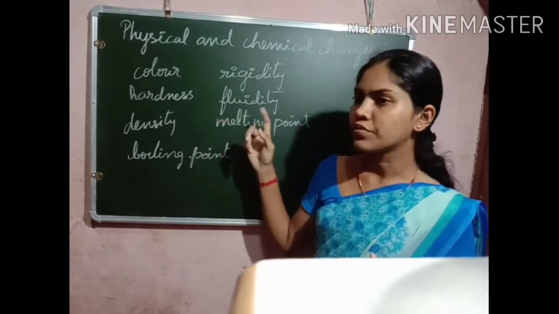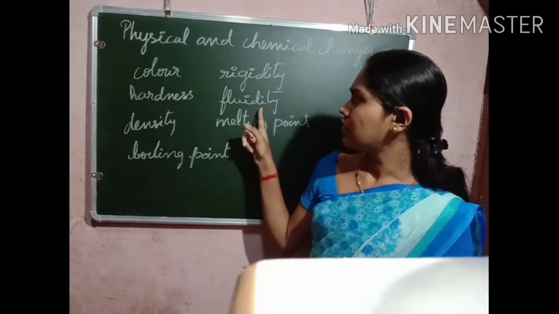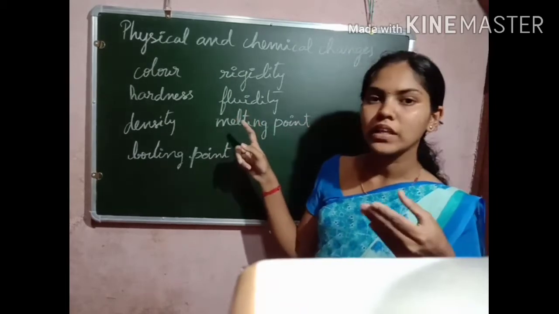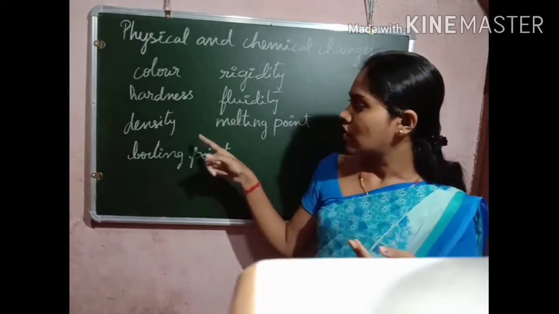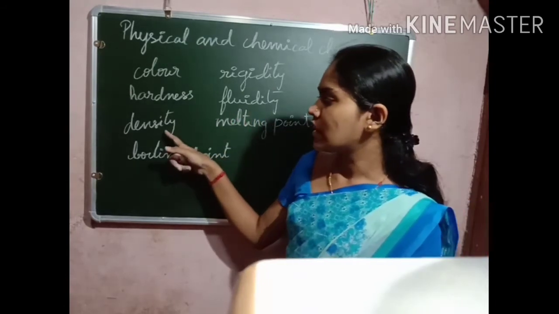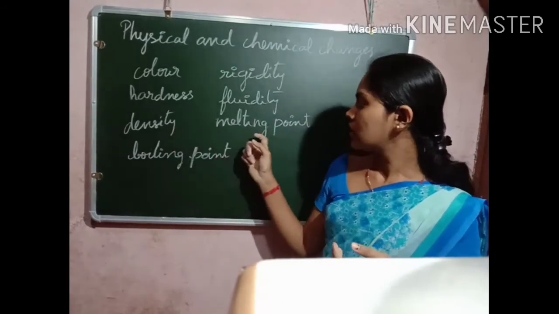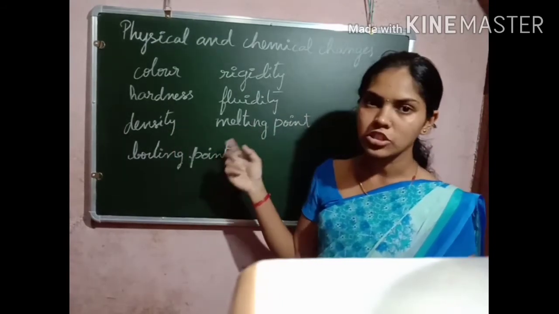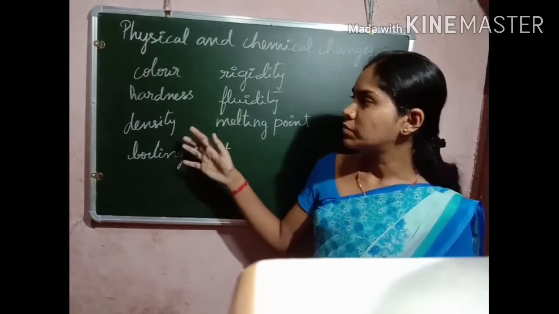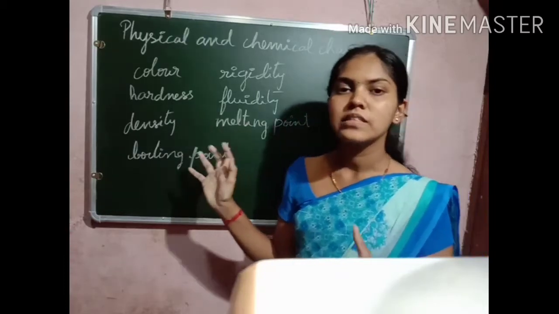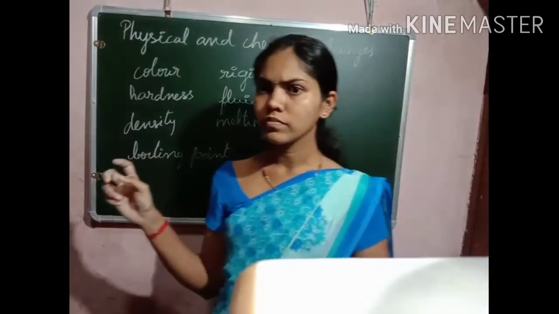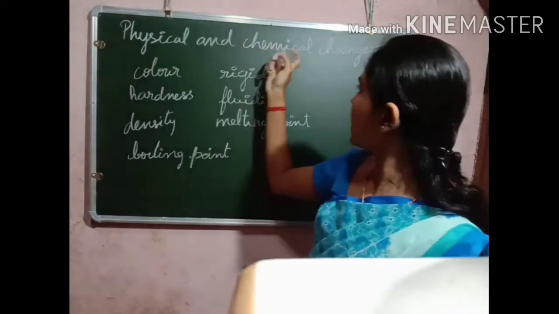Then fluidity. What is fluidity? Whether it is flowable or whether it is constant, will the substance flow or not. Density, whether it floats or sinks. Okay, then melting point, boiling point, temperature difference. Okay, these all speak about the physical matter of the object. This explains the physical state, physical properties of the object. Okay, and so what is the difference between physical and chemical changes?